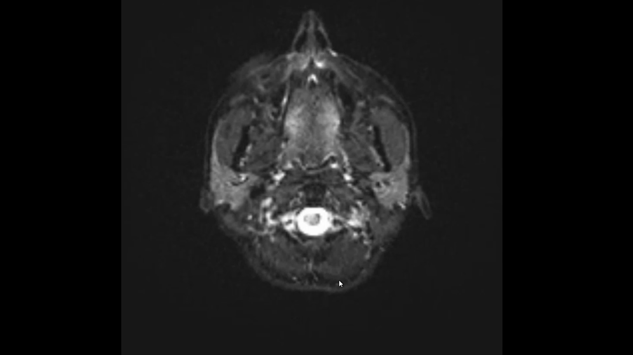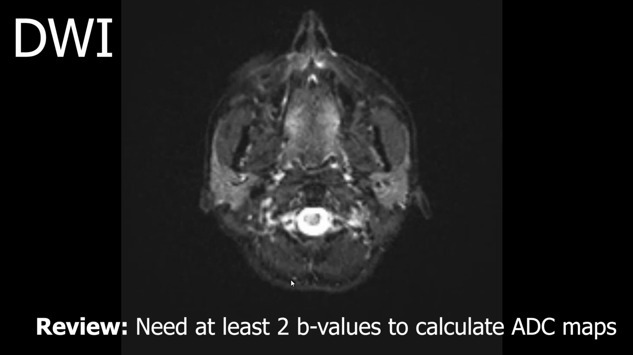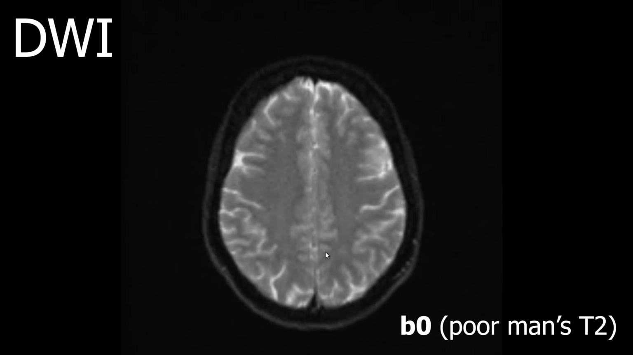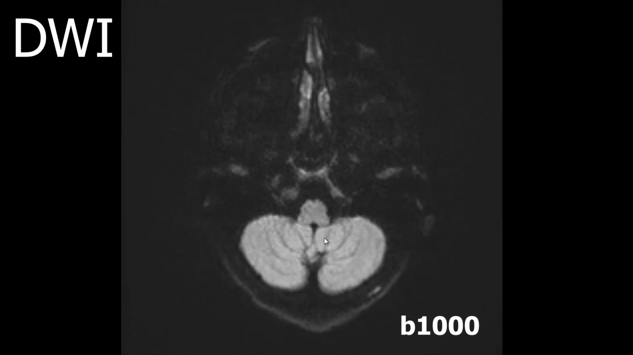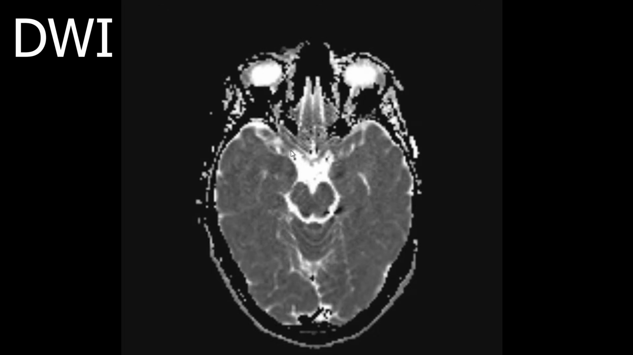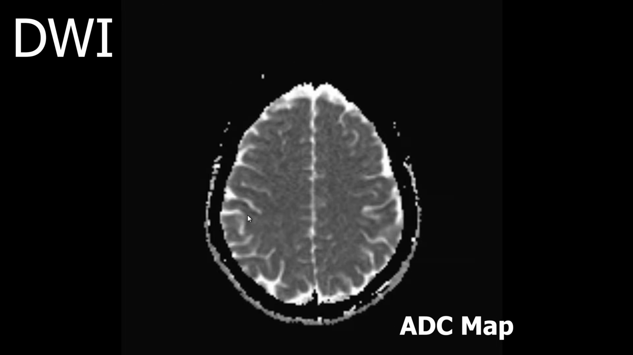The first sequence is diffusion-weighted imaging. As you know, in diffusion-weighted imaging, we need at least 2 B values to calculate ADC maps. For example, here, this is usually the B0, and this is a B1000, and we need these ones to calculate the ADC maps, which is this.